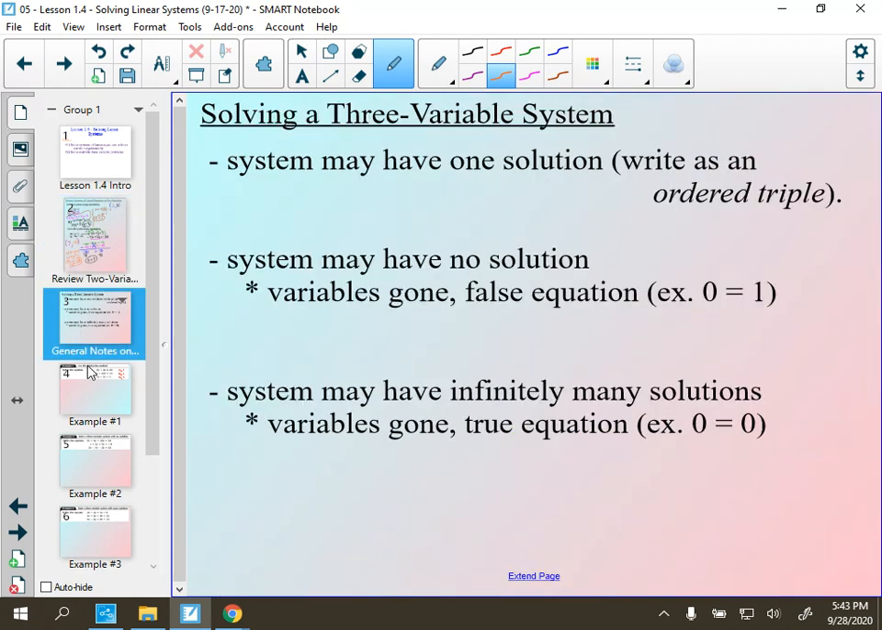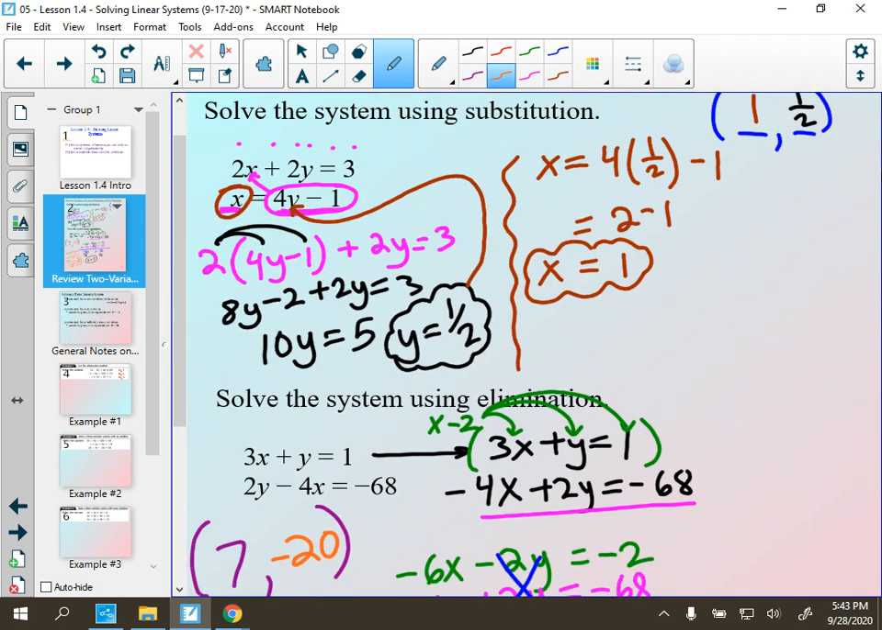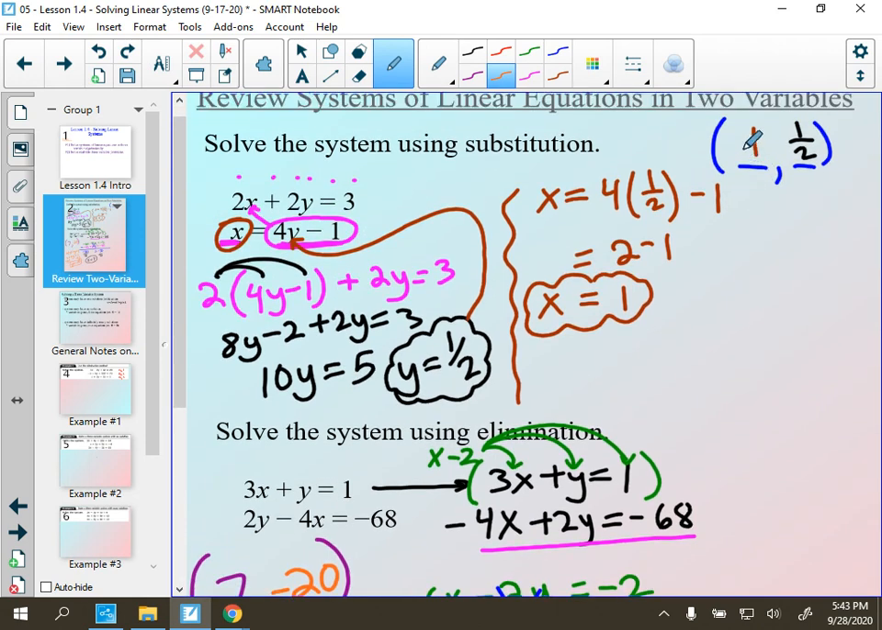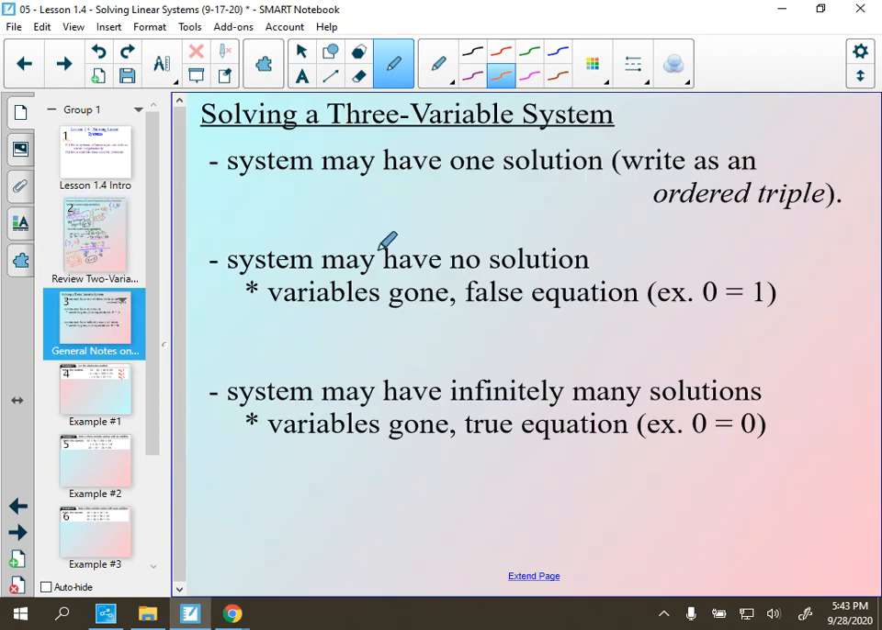So just very, very brief notes. What are the potential outcomes here? Before we get too far into it, we looked at 2 examples where we ended up with a single solution, right? We got this point 1, 1/2. We got this point 7, negative 20. We got a solution. That's one possible outcome. So with a 3 variable system, that would be our quote unquote normal outcome where we end up with just one solution.